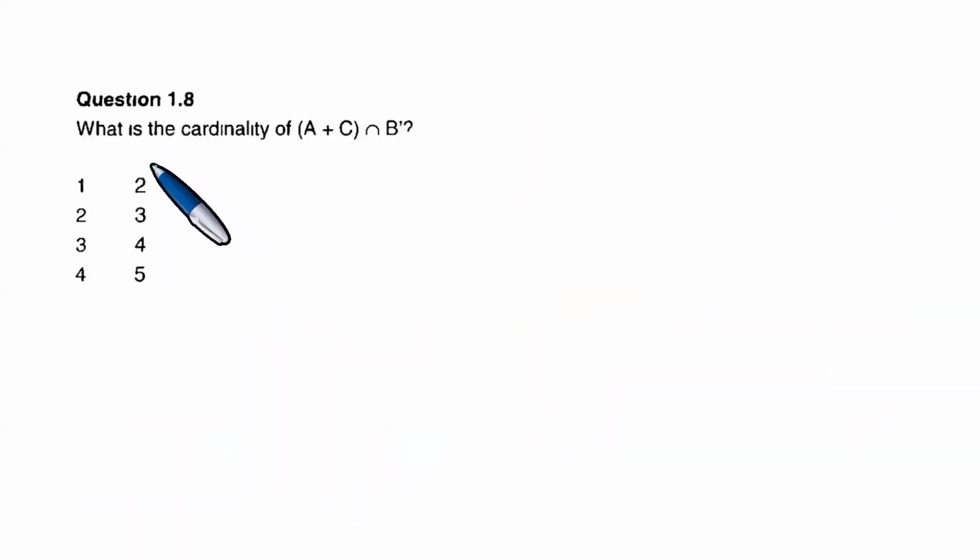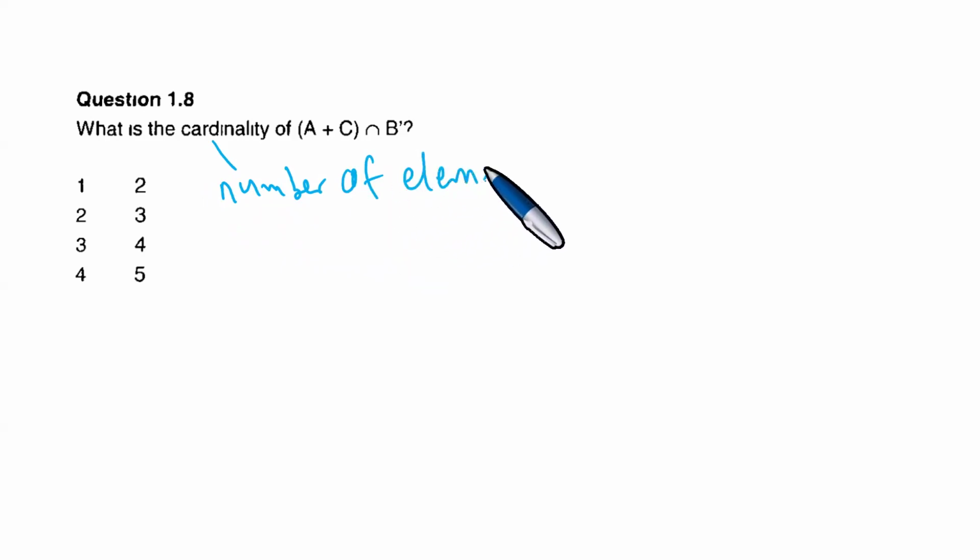Question 1.8. What is the cardinality of the set A plus C intersection B complement? Now, this set here, look at the cardinality. The cardinality refers to the number of elements in the set. The number of elements in the set is called the cardinality.